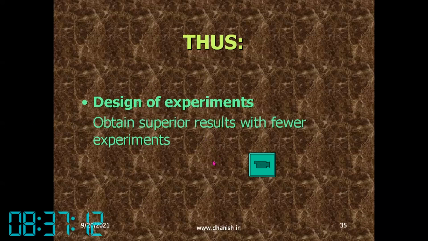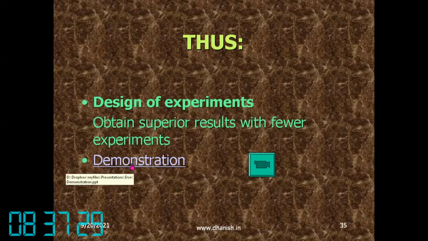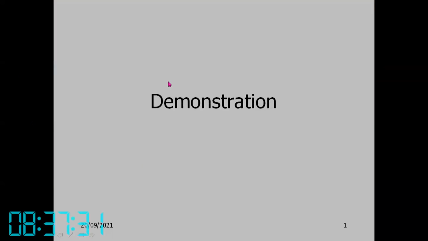Design of experiments helps you obtain superior results with fewer experiments. With a smaller number of experiments, we get better results. So next we'll do a small demonstration of a designed experiment. So how do we do a designed experiment?